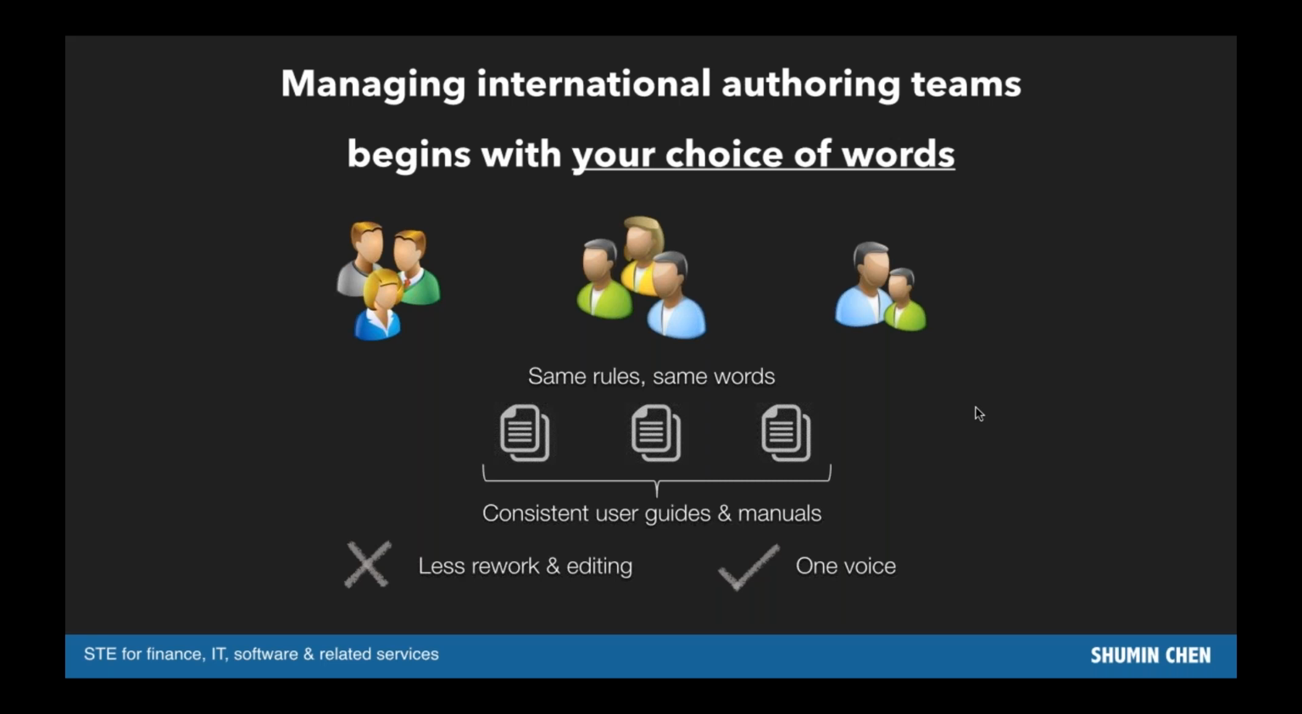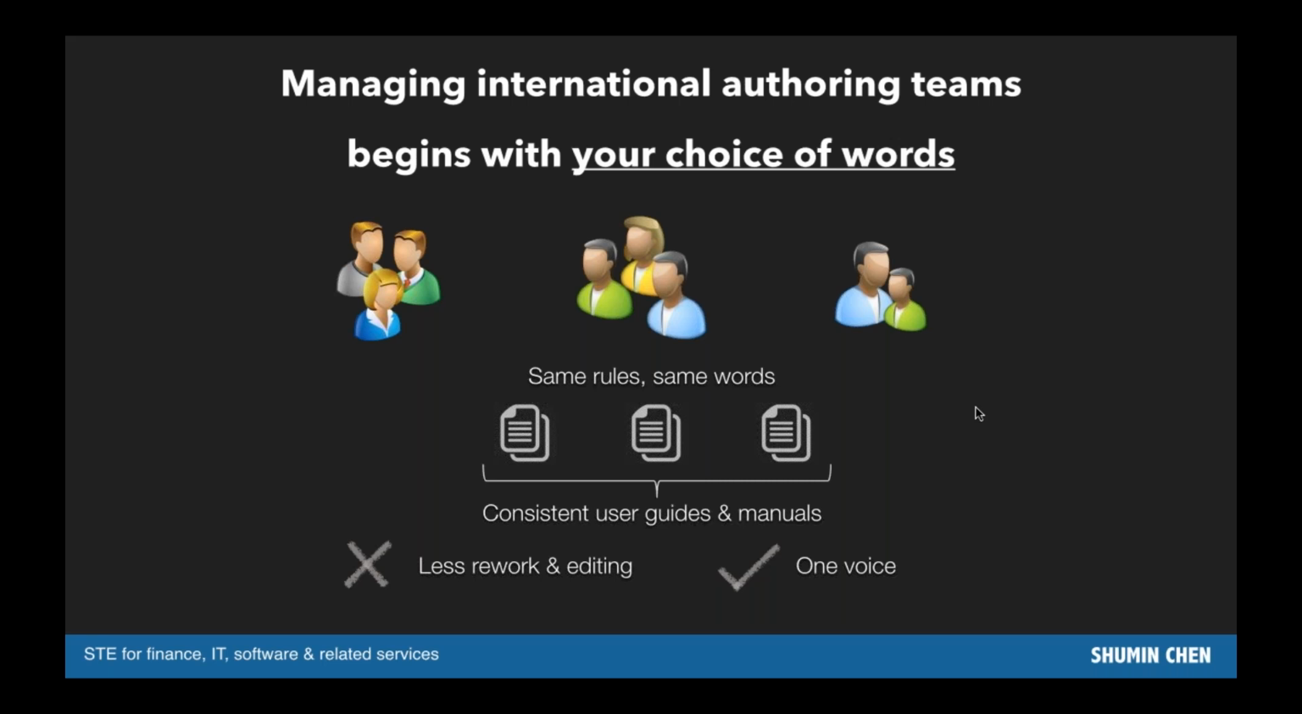Well, it's not going to completely eliminate individual differences between writing styles and characteristics, but it is going to go a very long way towards standardizing and making sure that we can put those different parts of the documentation together to get a consistent manual and result without the need for rework or editing.